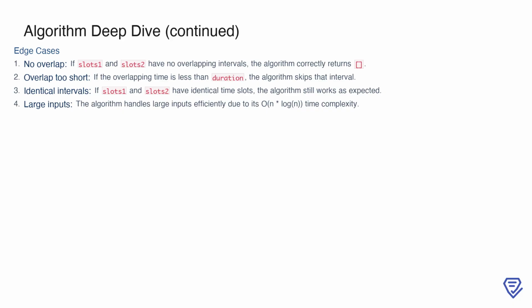Finally, let's consider some edge cases. If there's no overlap between the two lists, the algorithm correctly returns an empty list because no meeting can be scheduled. If overlaps exist but are shorter than the required duration, those intervals are skipped, ensuring the result is valid. In cases where the two lists have identical intervals, the algorithm still works seamlessly by identifying overlaps and validating their duration. For large inputs, the algorithm remains efficient due to its O(n log n) complexity for sorting and O(n + m) for traversal. These considerations make the solution robust and capable of handling a wide range of scenarios effectively.